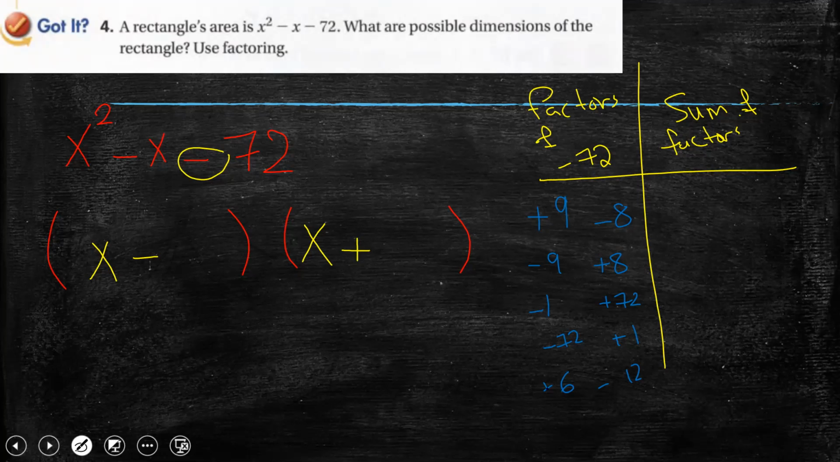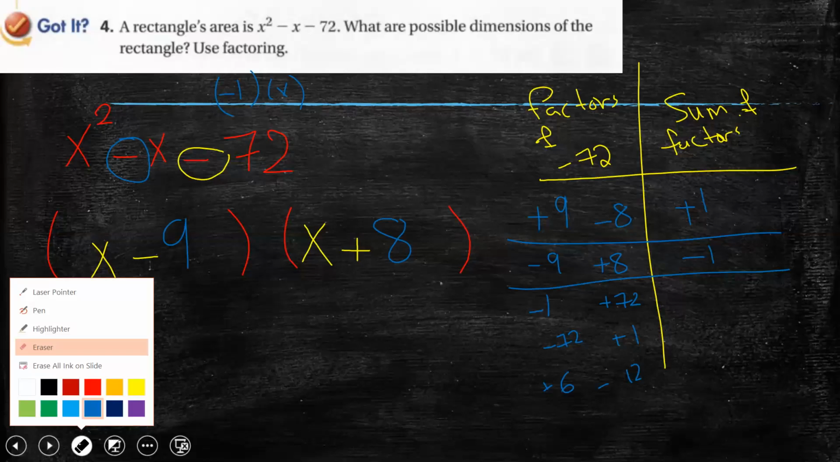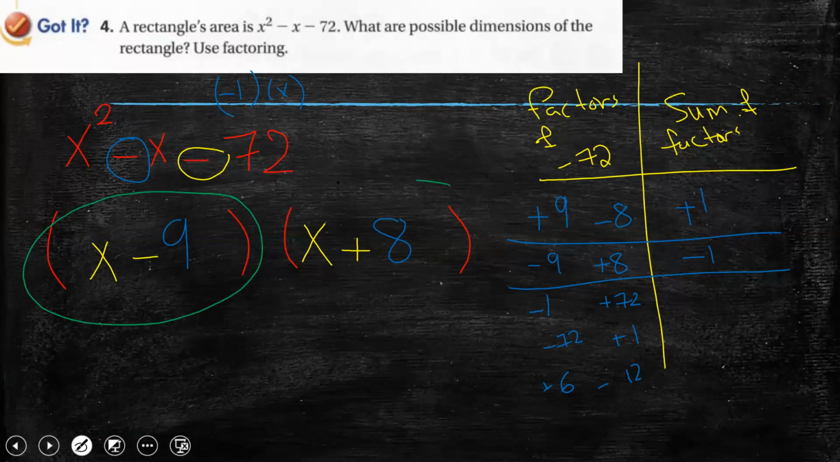I want to continue. Look here: positive 9 minus 8 is positive 1, and here it's negative 1. I need negative 1, since negative x is negative 1 times x. So which factors have a summation of negative 1? Negative 9 and positive 8. So x minus 9 times x plus 8 will be the factors, the possible dimensions of the rectangle. Is it clear? Yes, miss.